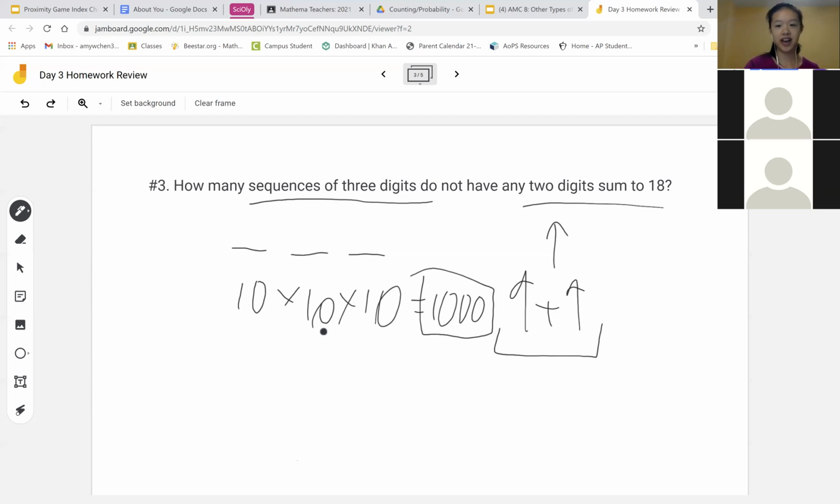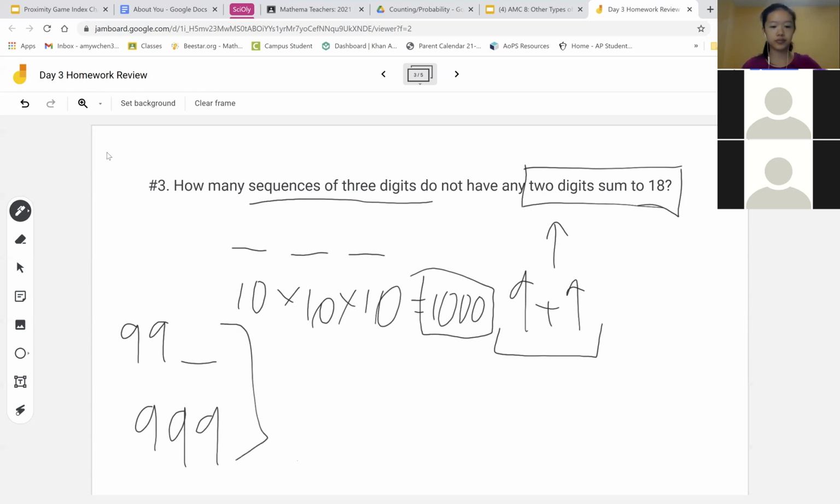So we need to find how many numbers have 2 digits summed to 18. So we can now use another strategy, casework. We can split this up into 2 cases. We can have it where there are just 2 9s in a number and 1 other digit, or we could have it where there are 3 9s in a number. And we can just count how many of these there are.